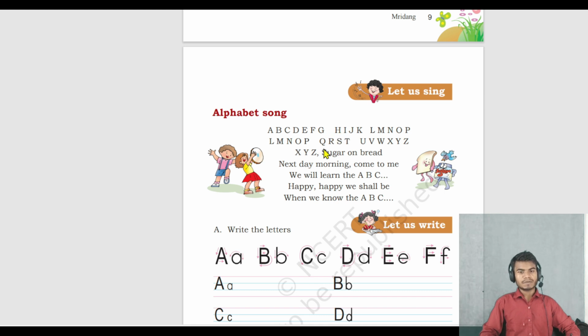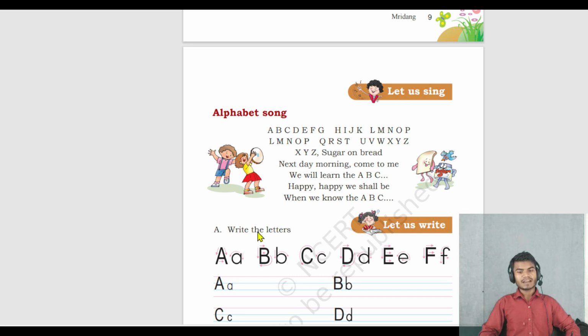A B C D E F G, H I J K L M N O P, Q R S T U V, W X Y and Z. Now I know my ABC, next time won't you sing with me? Happy, happy we shall be when we learn the ABC.